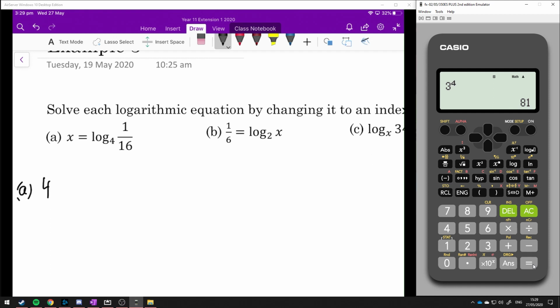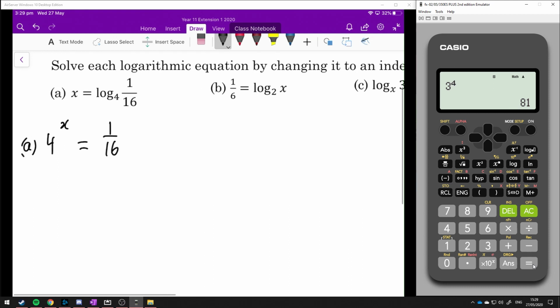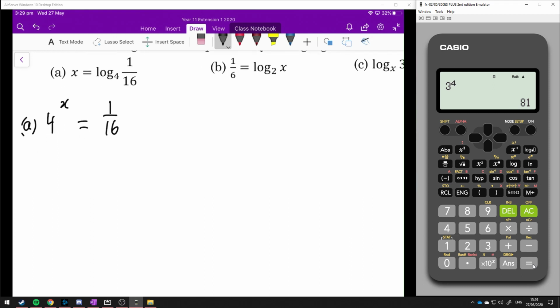4 is our base, and we're saying 4 to the power of what is equal to 1 on 16. So now we can solve this just like the exponential equation we had in the previous video. 4 to the power of x is equal to, well, 1 over 16 is the same as 1 over 4 squared, which is the same as 4 to the power of negative 2. So therefore, x must be equal to negative 2. Okay, and we know that's true.